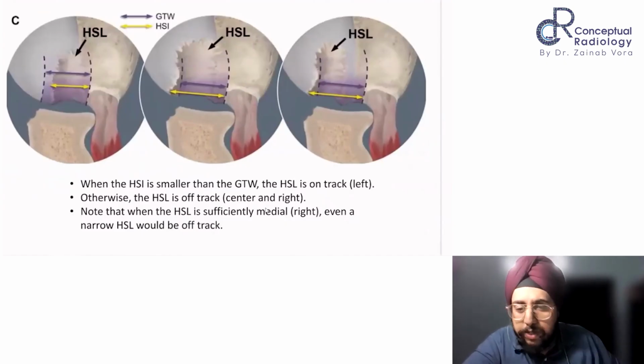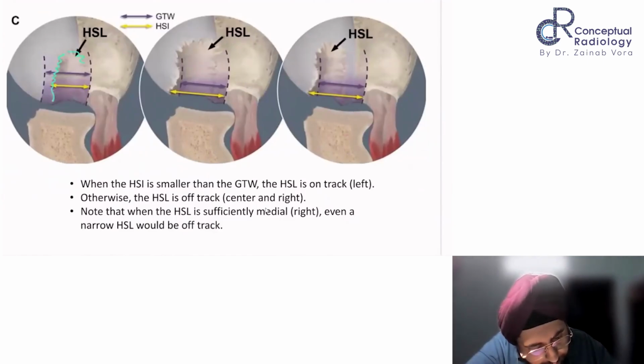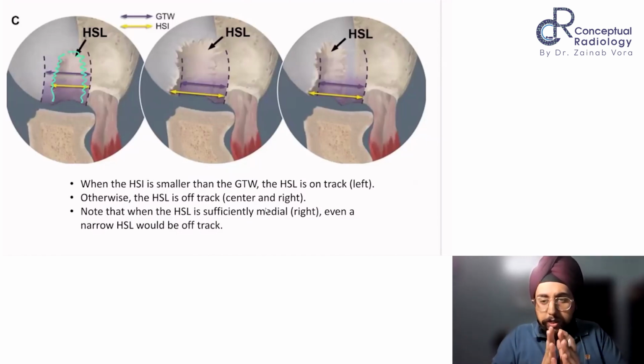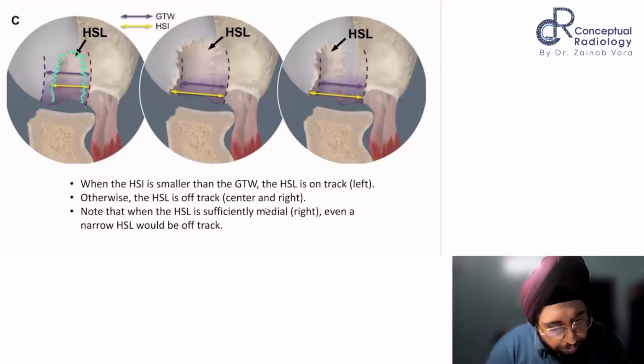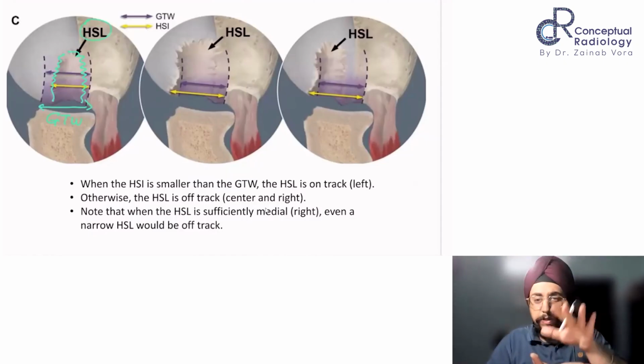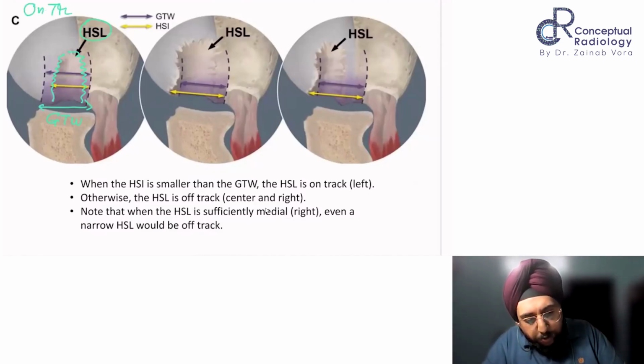Now the Hill-Sachs defect is obviously on the posterior superior aspect. So this part is basically a Hill-Sachs defect. Now you have to understand that if the Hill-Sachs lesion or the impaction fracture is smaller than the glenoid tract width, okay, so this hole is the glenoid tract width, and this hole is your Hill-Sachs lesion. If the Hill-Sachs lesion is basically within this glenoid tract width, then we call it an on-track lesion or a non-engaging lesion.